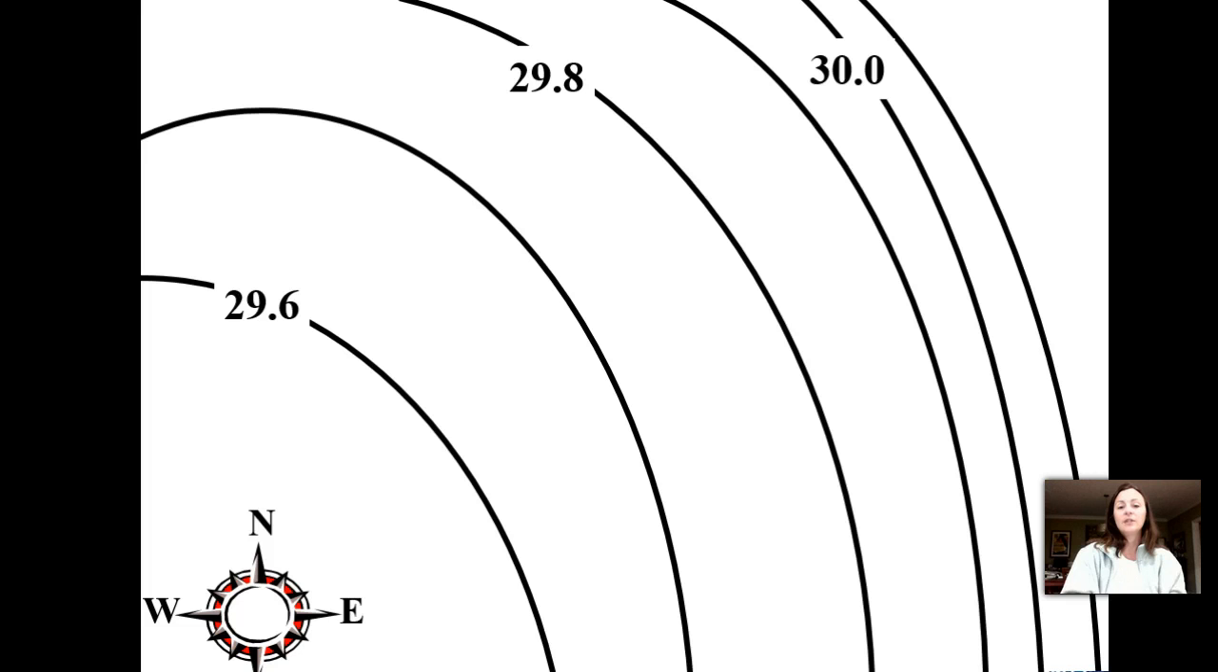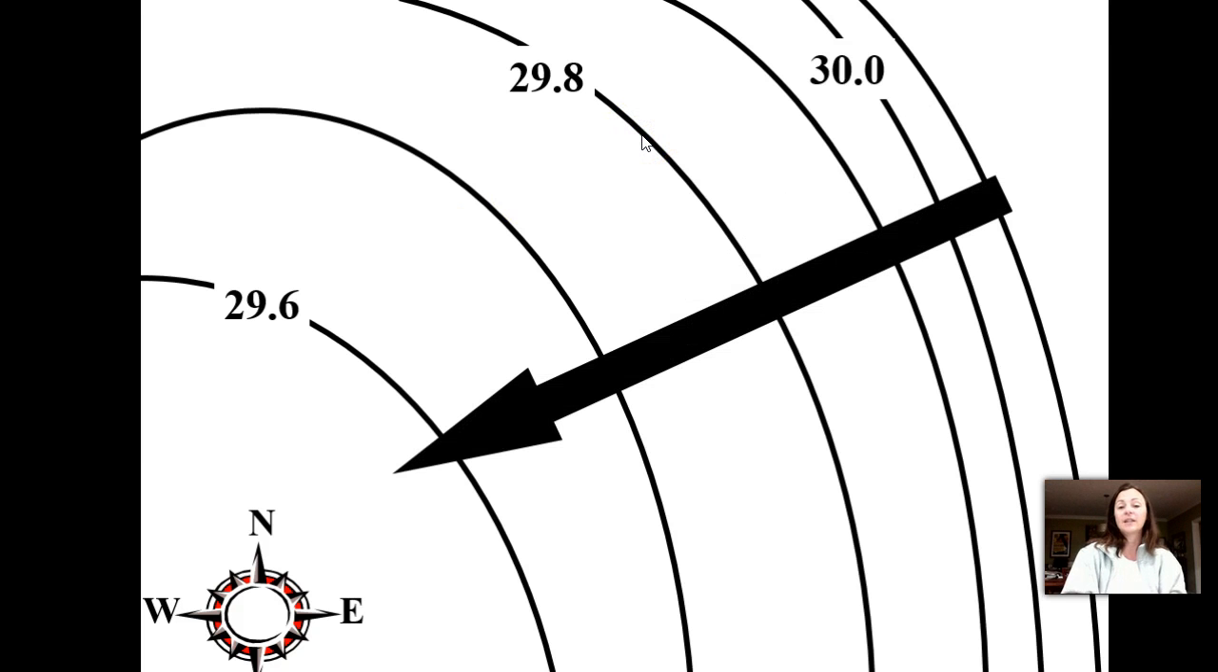In this area, we see the isobars labeled with the inches of mercury: 30, 29.8, and 29.6. So if we remember that winds blow from high pressure to low pressure, we would predict that that wind would be blowing in the southwest direction. And we could also tell that this area around the high pressure has faster winds because the isobars are closer together. And the area that's coming towards that lower pressure has more spread out isobars, so that has less pressure, less wind.